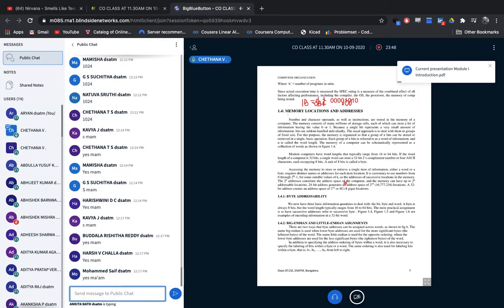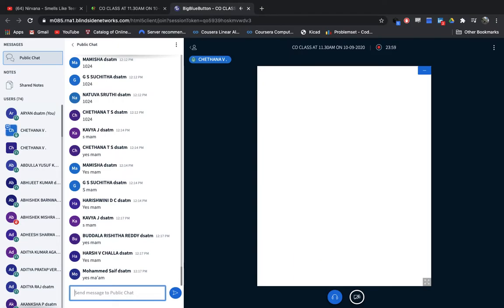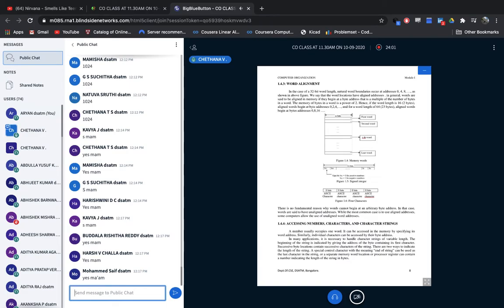Now come to the byte addressability. We are going to use two byte addressability, that is nothing but Big Endian and Little Endian. So what is Big Endian and what is Little Endian? That I will show in the present slide.